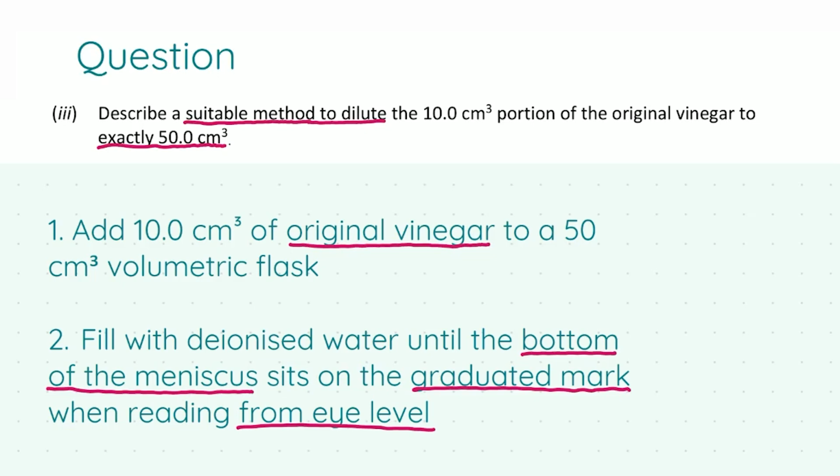All these steps ensure that your titration is accurate and your measurement of the 50 centimeters cubed is exactly 50 centimeters cubed. Then for writing out these 2 steps, so step 1, mentioning the volumetric flask and the original vinegar, you'll receive 3 marks. Then for the second part, the second step, mentioning the bottom of the meniscus and the graduated mark and reading from eye level, receive an additional 3 marks. So a really nice 6 marks to pick up in the exam.